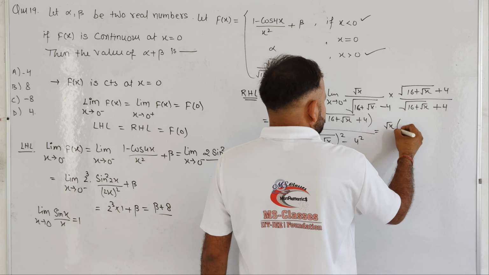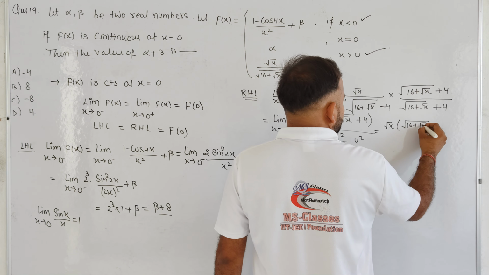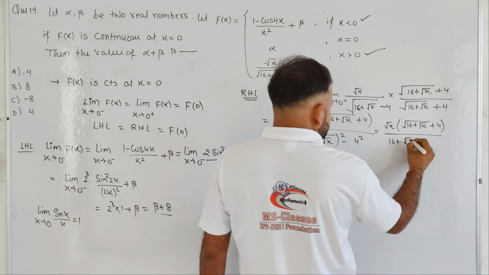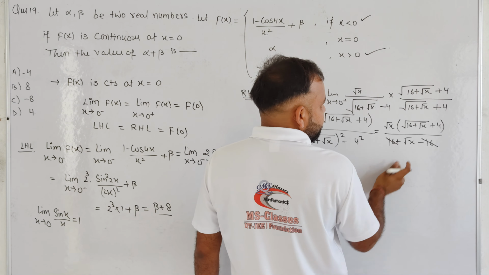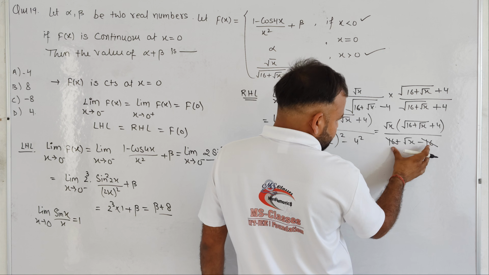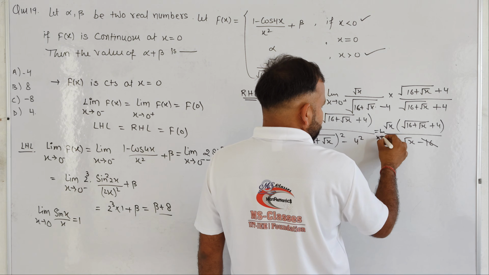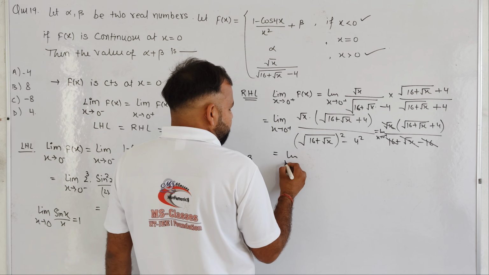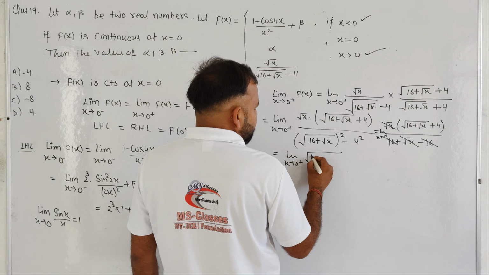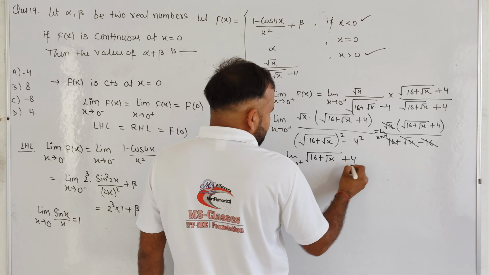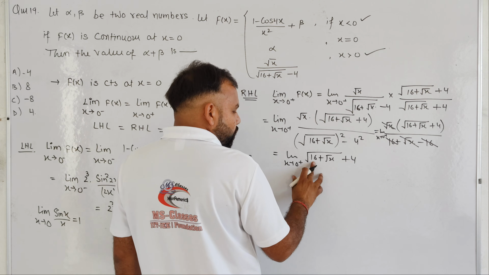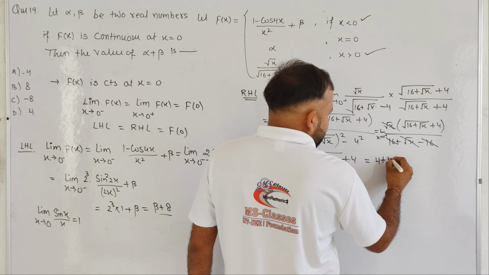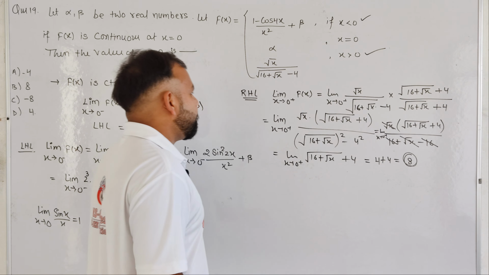It will become root x, root 16 plus root x plus 4, divided by 16 plus root x minus 16. 16 is cancelled out by this 16, and after cancellation, limit x tends to 0 plus, root x is also cancelled out by this root x. So student, basically it will become limit x tends to 0 plus root 16 plus root x plus 4. And after x tends to 0, root x becomes 0. Root 16 is basically 4, 4 plus 4, it will become 8. Okay student, this is our right hand limit.